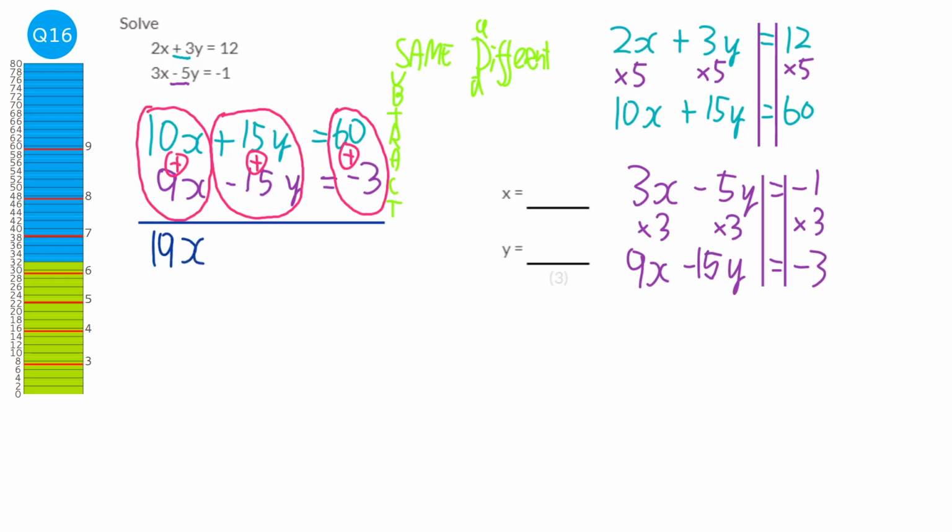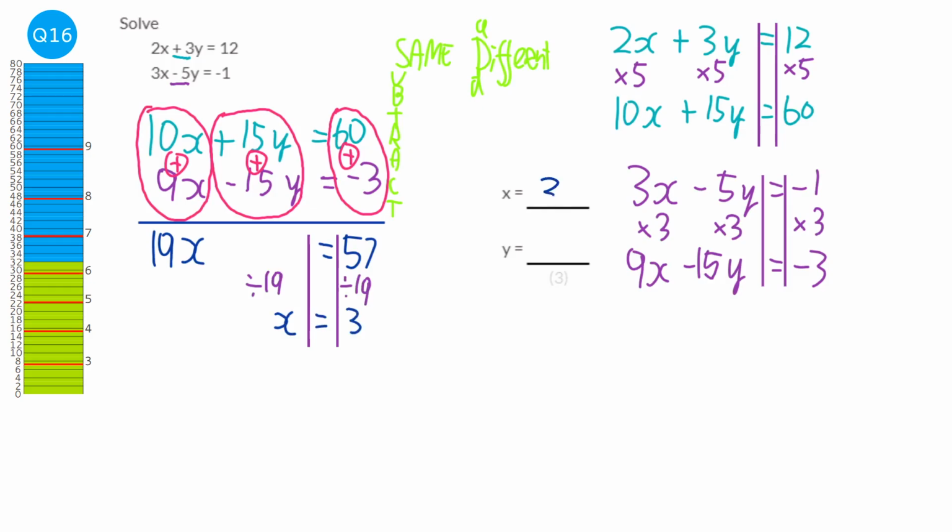15y plus minus, well plus minus just makes a minus, so it's 15y minus 15y is 0, which is good, that's what we want. And then 60 plus minus, which makes a minus, so 60 take away 3, which is 57. Then we're going to do a quick bit of solving by dividing both sides by 19, get x on its own. And so we get x equals 57 divided by 19, which is 3.